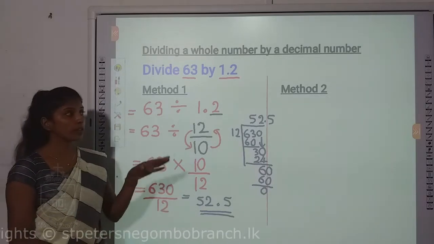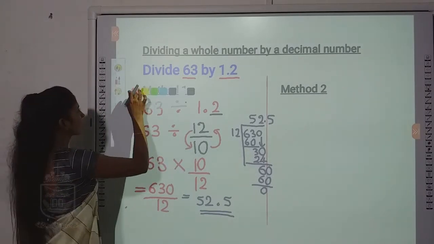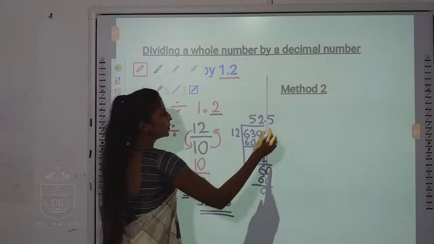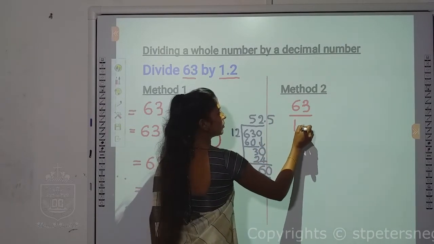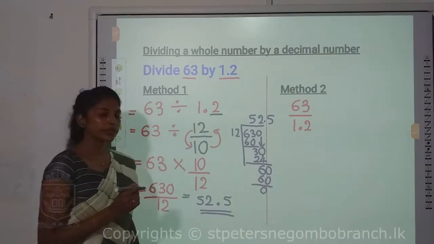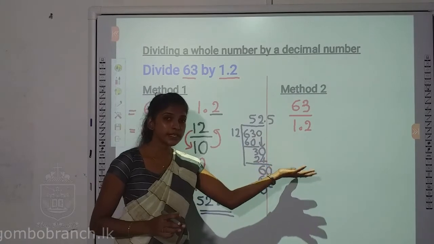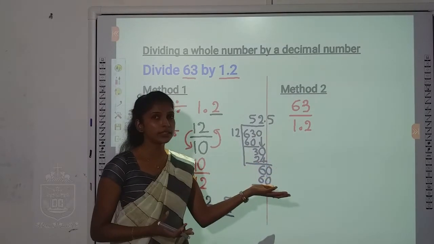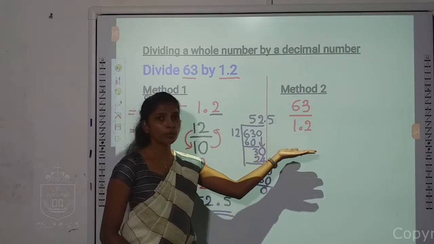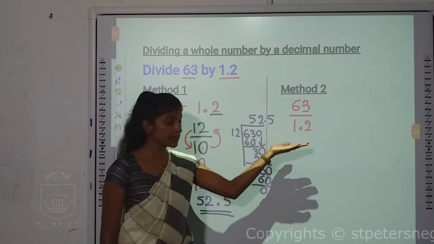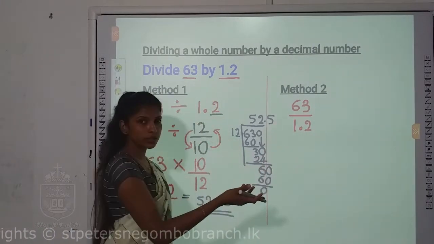Let's see how we can do the same question using the second method. What we are going to do here is divide 63 by 1.2. Now we already know we can't divide a number by a decimal. You have to convert the decimal into a whole number. We can't leave a denominator as a decimal number, so we always have to convert the denominator into a whole number.